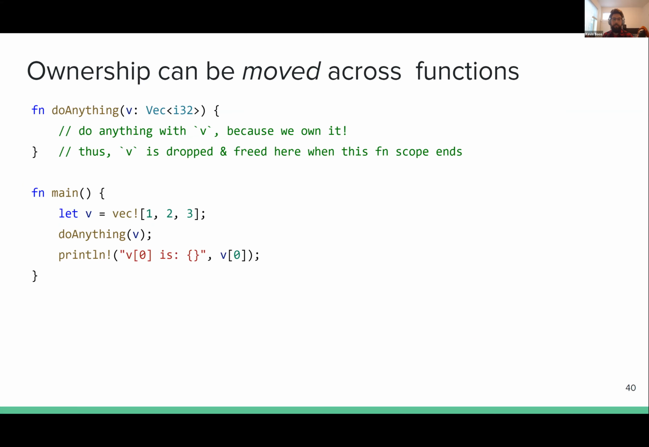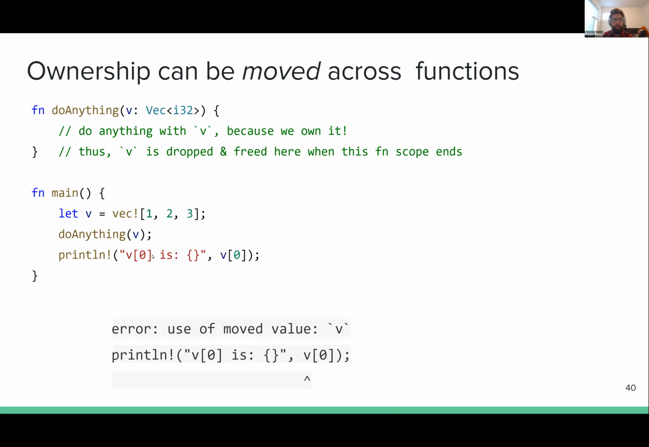So ownership, as I was alluding to, is also moved or transferred across functions. In this case, I have the same vector I've allocated, and then I'm moving it to this function. So this takes v as an owned value, which sometimes we also call consuming v. And here we can do anything with v because we own it. It's not a reference, it's a direct owned type. And then down here, if we try to actually use v, we get the same problem. We've already moved it to this function. So I think this also shows how clear ownership is.